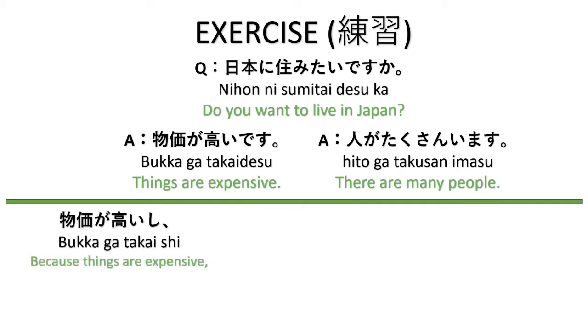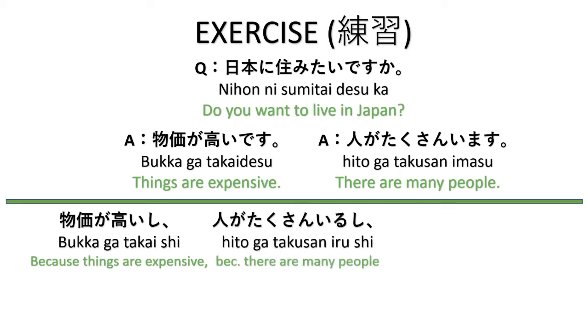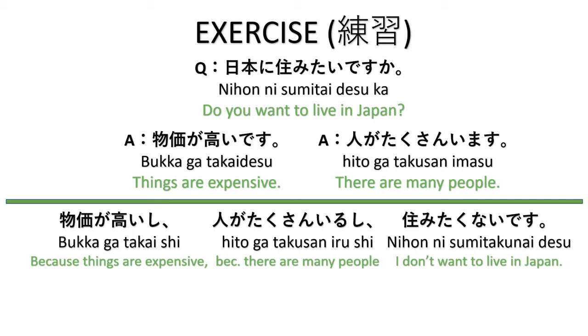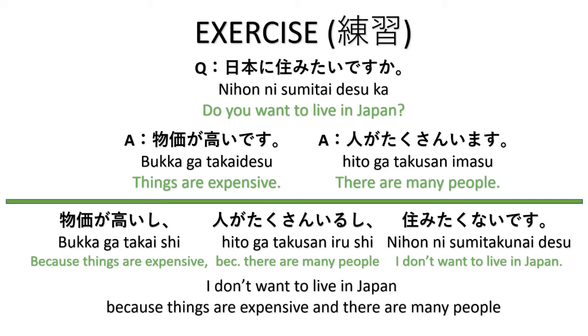Bukka ga takai shi. So here we drop desu to form the casual form. Because things are expensive, and then hito ga takusan imasu. So what is the casual form of imasu? That is iru. Hito ga takusan iru shi. And then we say we do not want to live in Japan. Nihon ni sumitaku nai desu. I don't want to live in Japan because things are expensive and there are many people. Okay.